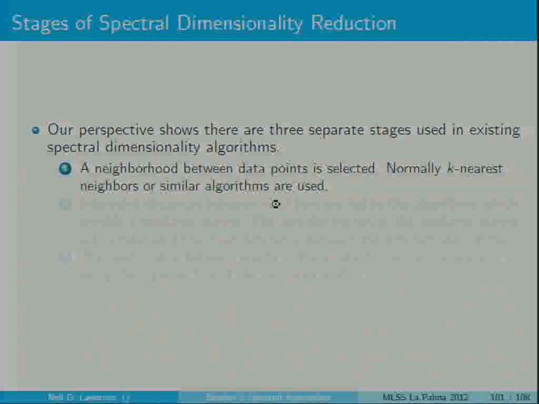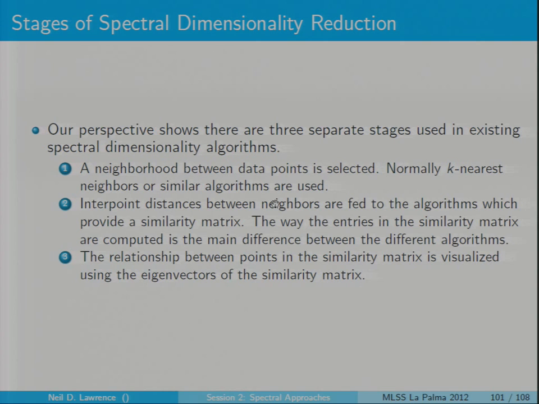So the final thing to say is a new perspective on spectral dimensionality reduction, where there are 3 stages. First, the neighborhood is selected, and I've argued that's the most important stage and the one that's the same for all these, and actually, often we're getting it wrong, probably. But once you've done that, you feed interpoint distances between neighbors to the algorithms, which provide a similarity matrix, and then you do CMDS on these things.